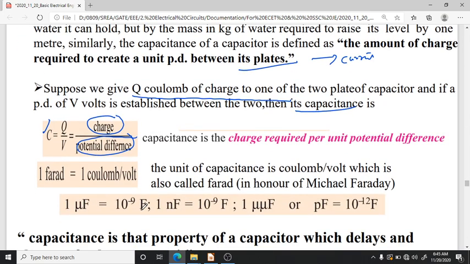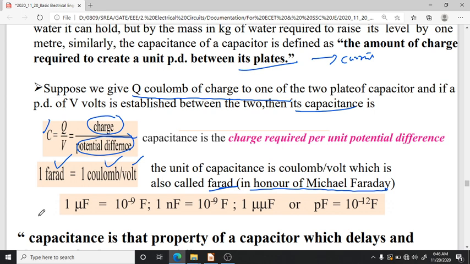The unit of capacitance is the farad. Since capacitance is charge by voltage, we can also say coulombs per volt. The unit of capacitance is coulombs per volt, which is also called the farad. Why is it named farad? It is in honor of Michael Faraday, because this concept was discovered by Michael Faraday, and to honor that scientist we call it the farad.